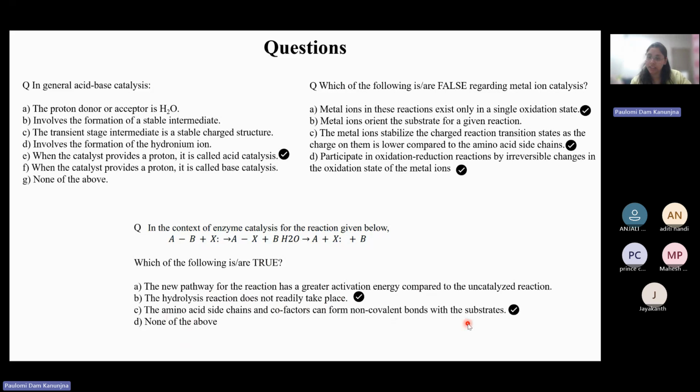I can see that in the chat box, but I hope others also made sense to you.